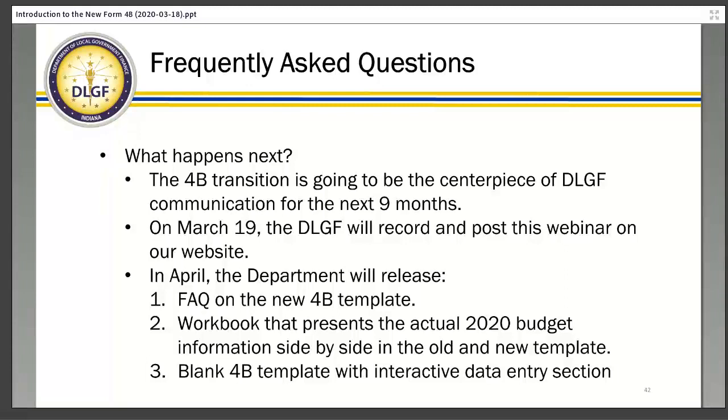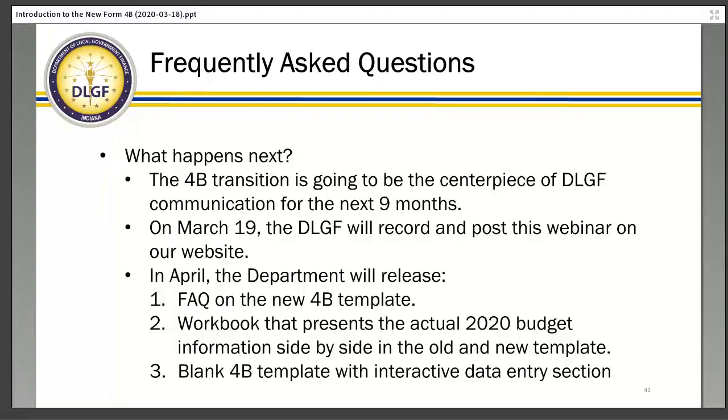In the month of April, we will be collecting any of the frequently asked questions that we received on the new template, and we'll start to release that information on a periodic basis. We want to make sure that you've got access to the department's current positions. We want to make sure we're sharing with you any of the feedback that we are sharing with anyone.